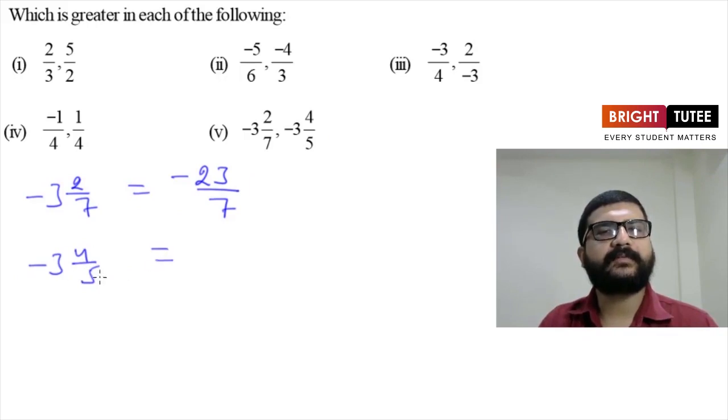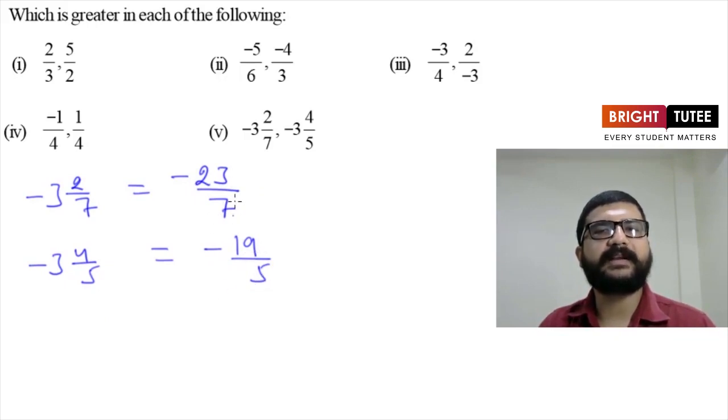Again we have to convert this into an improper fraction. So here 3 into 5, that will be 15. 15 plus 4, it is 19. So this is 19 upon 5 and it is a negative number. Now we have to compare minus 23 upon 7 and minus 19 upon 5.